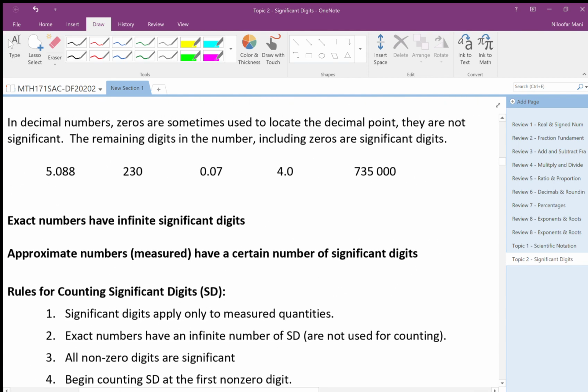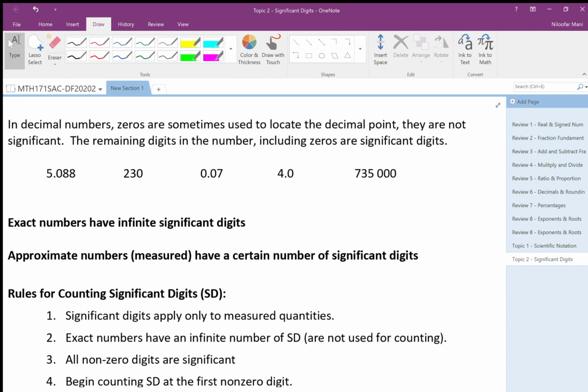Now, in decimal numbers, zeros are sometimes used to locate the decimal point, so they are not significant. So as I said, here how many? 4. Here how many? 2. Because I can say 2.3 times 100. I can remove that 0 and write it as scientific notation. How about this? Just 1. How about this? 2. I don't need to mention 0 after the decimal. If I mention it, it means it's important. Otherwise I say just 4.